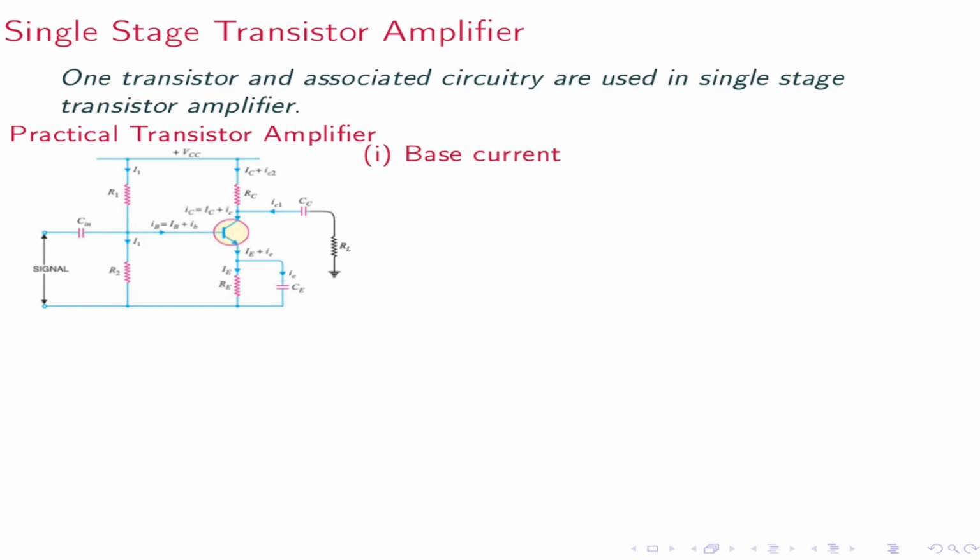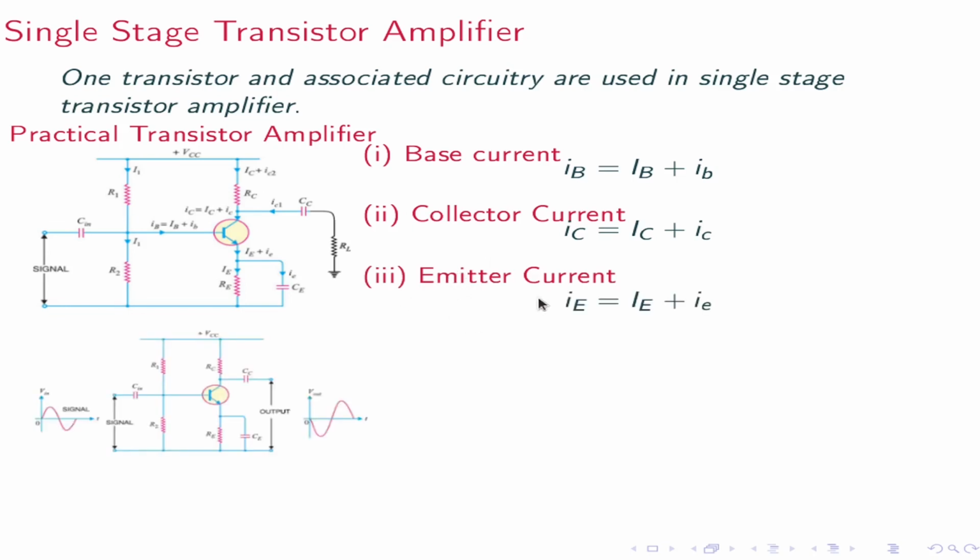In an amplifier there is an AC component and a DC component. So the base current will be a mixture of the DC current IB and the AC current, which we will represent as small i capital B. Similarly, the collector current is capital IC plus small ic, and the emitter current is capital IE plus small ie. Here I have given an input signal.